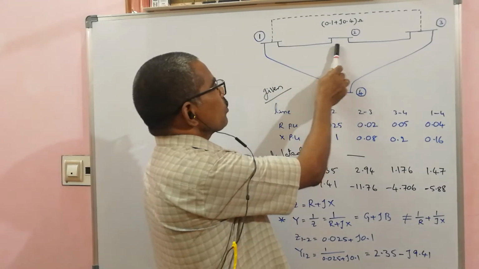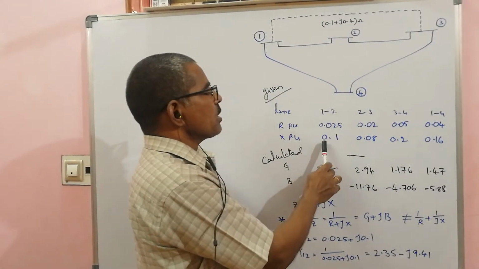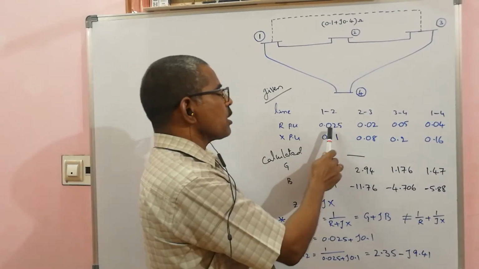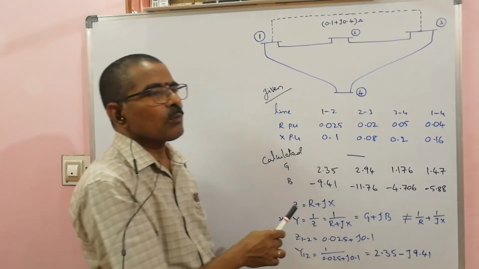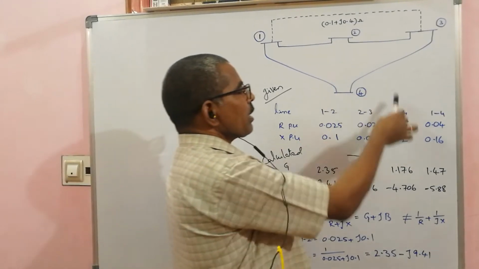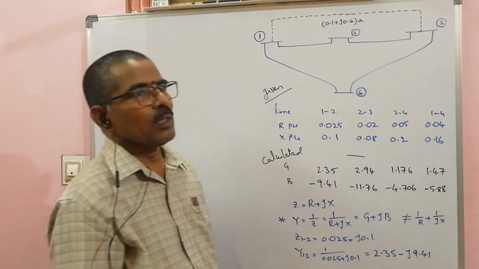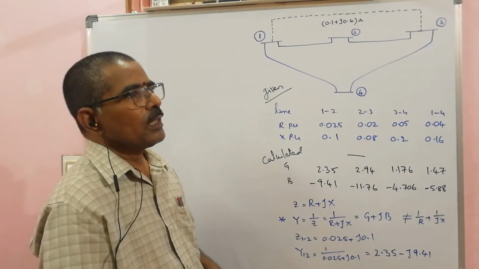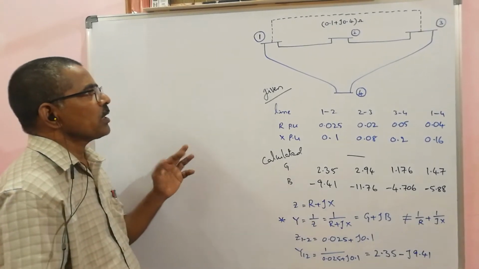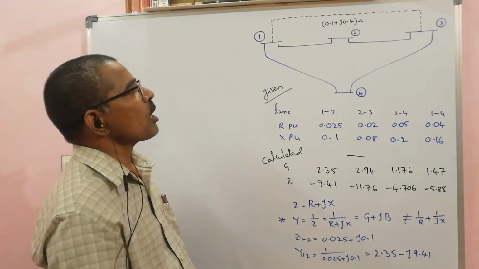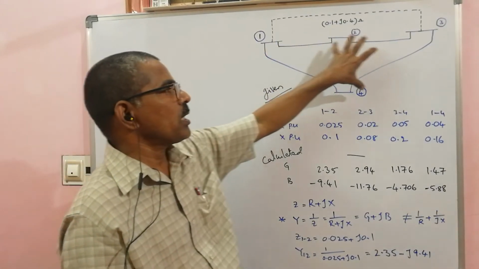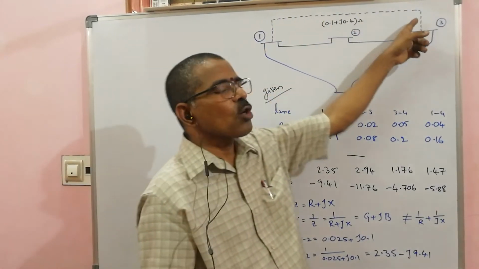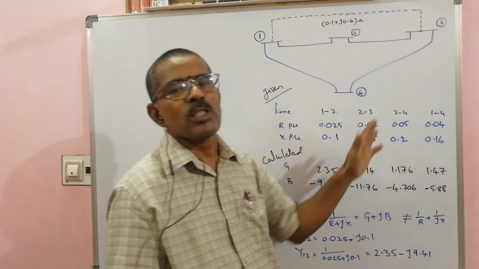First, line 1 2 has resistance 0.025 and reactance 0.1. So the total impedance is 0.025 plus j 0.1 ohms. Similarly, for the other lines the impedance values are given, but to construct Y bus we need admittances. The problem has two parts. In the first part you are asked to construct Y bus for the 4 buses and 4 lines as they are, without considering this dotted line. Okay, that is the first part.